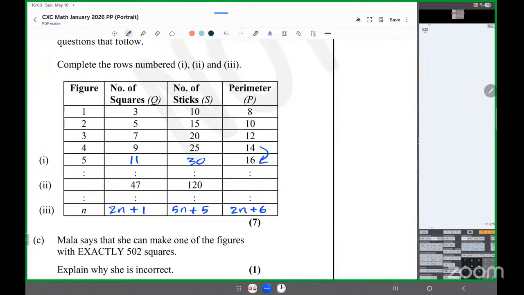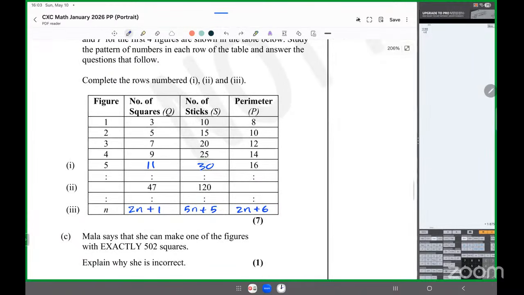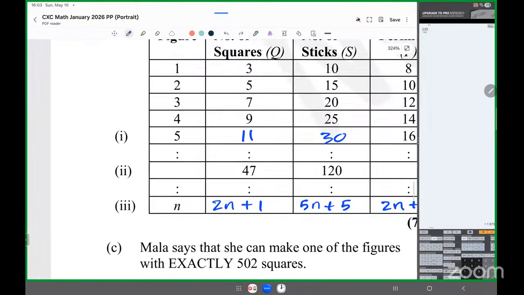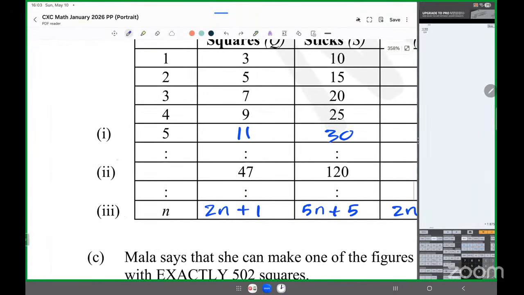And they have already added the 2 for that one. So we're good to go. Then to get the value for here, what we're going to do is put the formula equals this thing over here. So for this line, we're going to put the formula equals 47. So we're going to put 2n plus 1 equals 47.